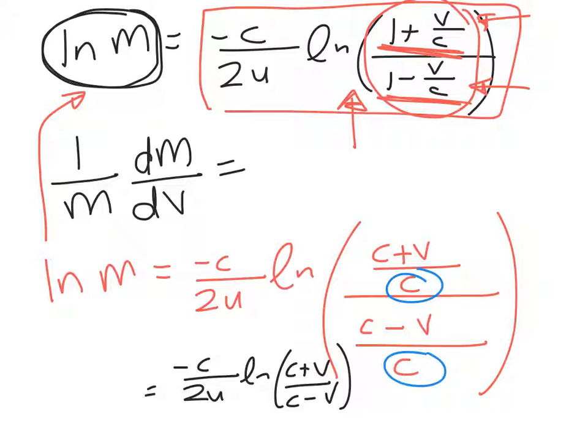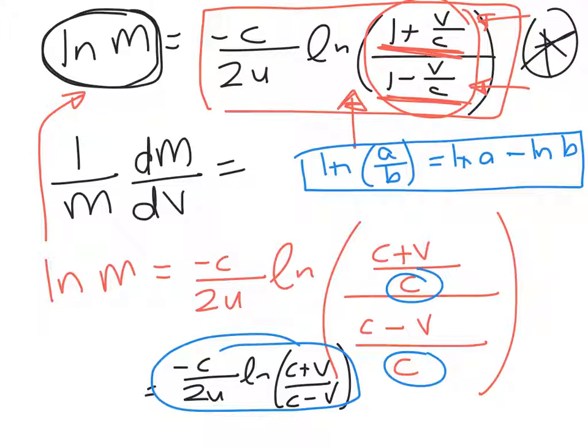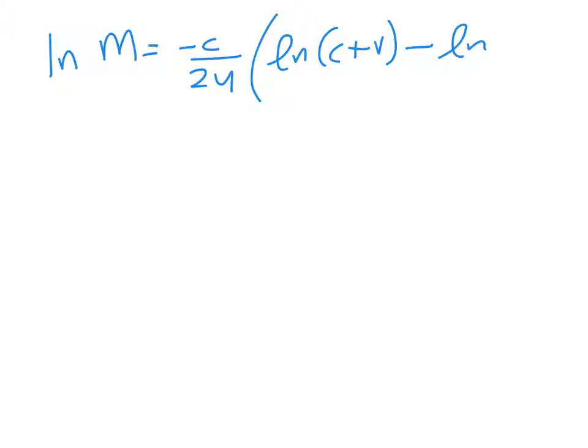So that already looks better than this thing back up here, but there's some more simplification that we can do using our log rules. Remember from level 2, the log of a over b is equal to the log of a minus the log of b. So we can apply that rule here. Now we've got the log of m is equal to negative c over 2u times the log of c plus v minus the log of c minus v.